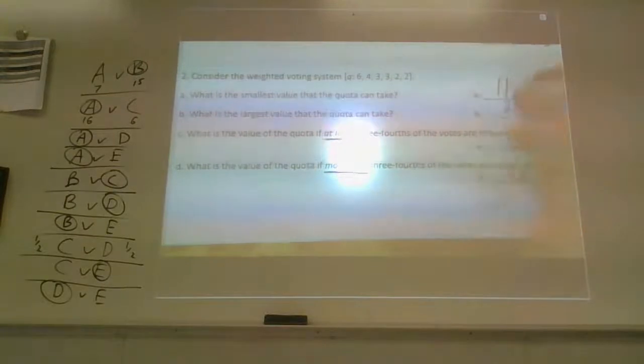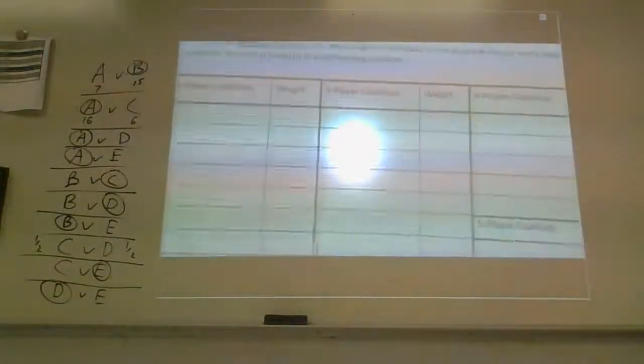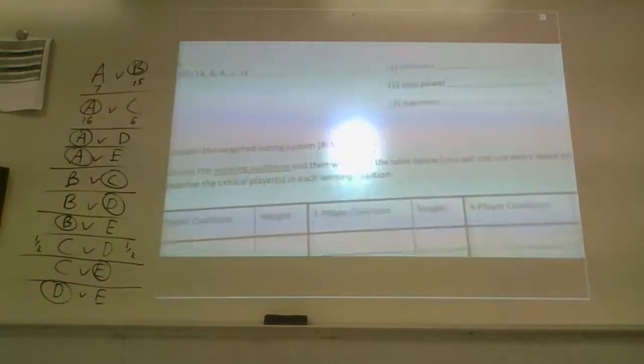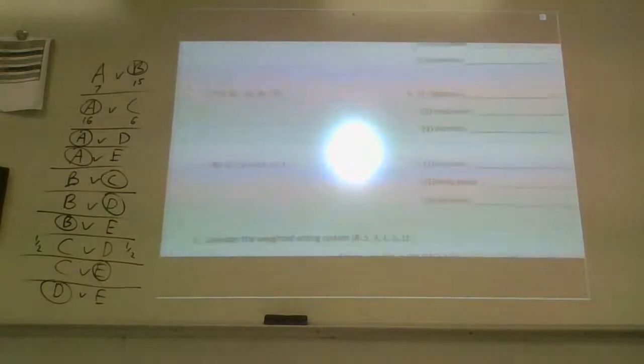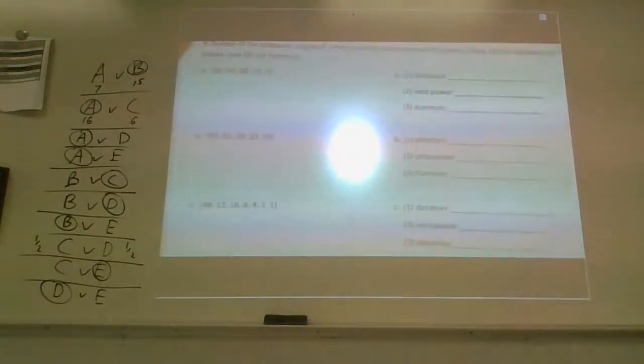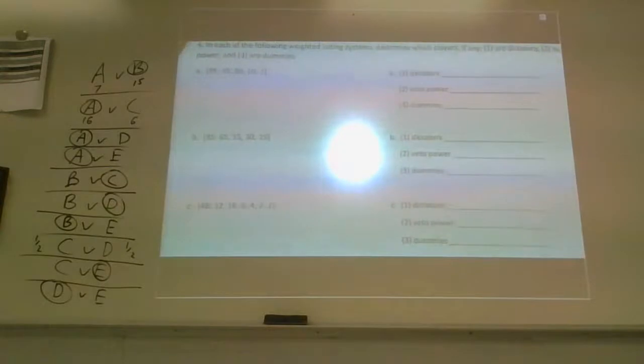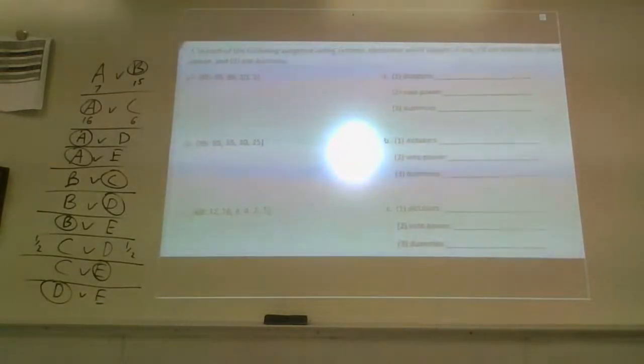Let's see what we get here. Okay. Now, what I'm going to do on the back, we're going to do this dictator veto dummy thing. And I'm going to save number 3, the bottom part of this, the Banzhaf power distribution, for Thursday. But let's knock out this dictator veto power dummy thing.